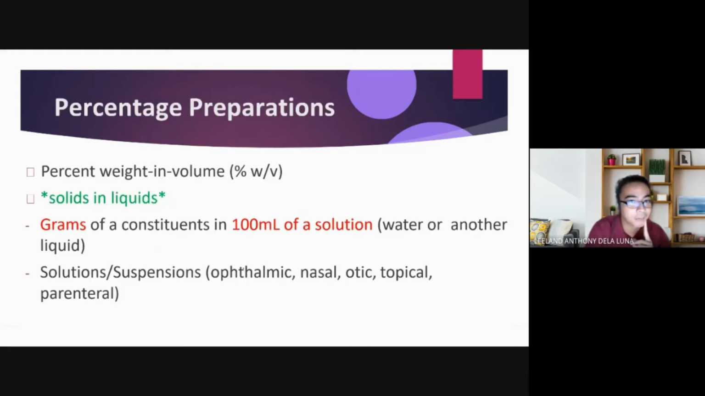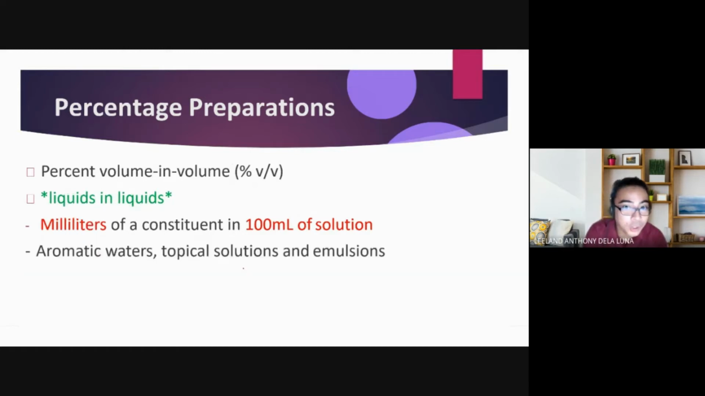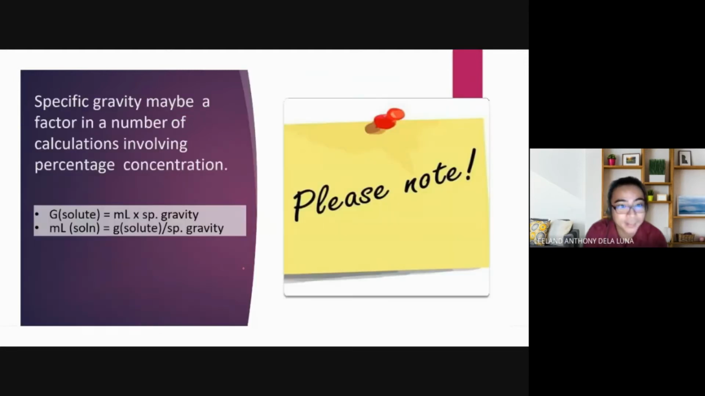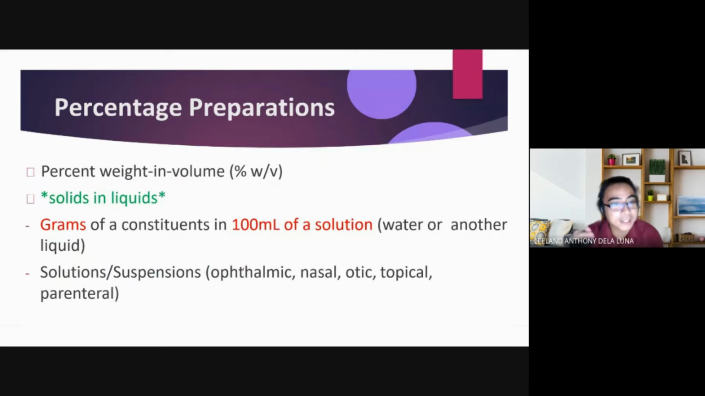Now, what are some of the ways wherein we can represent percentage strength, based on the units used to compound them? We have, class, the following: weight per volume, volume per volume, weight per weight. Now, how do we do this? If I say my preparation is 10% WV, 10% weight per volume, it means, class, it's a solid in liquid. Meaning my solute is solid, and my diluent is a liquid. That is why it is weight per volume.